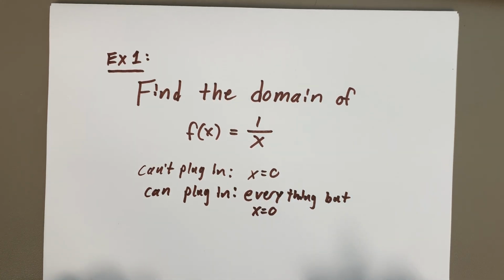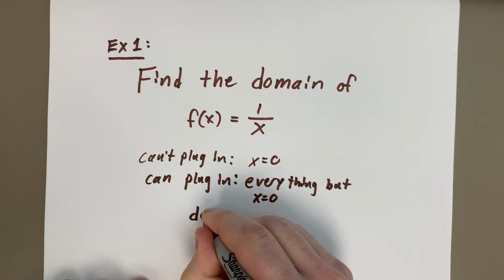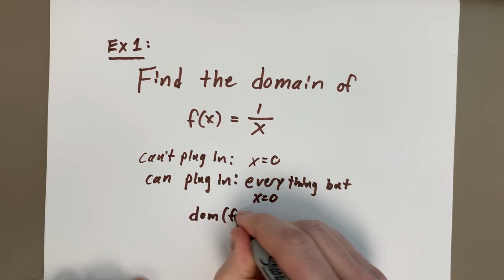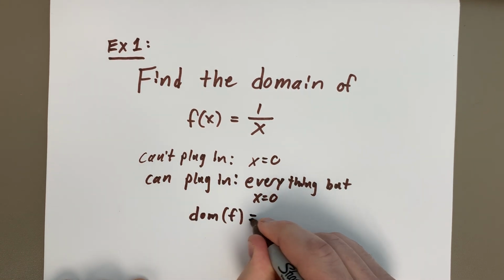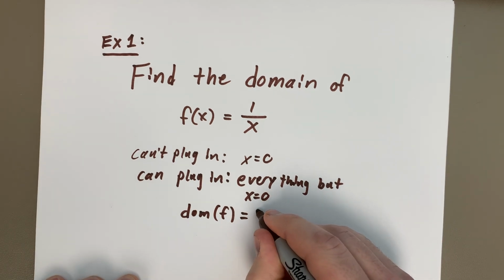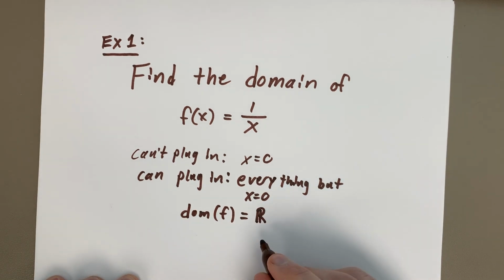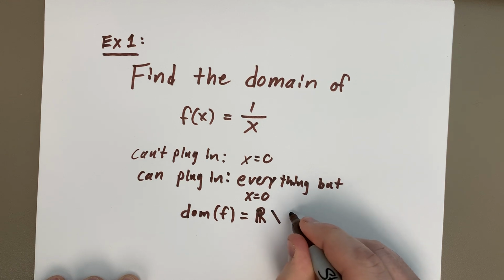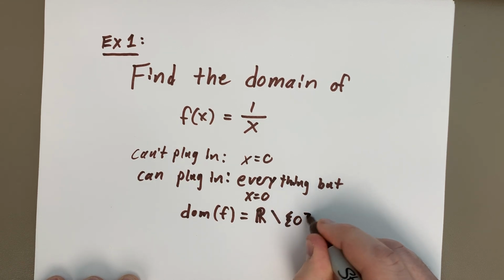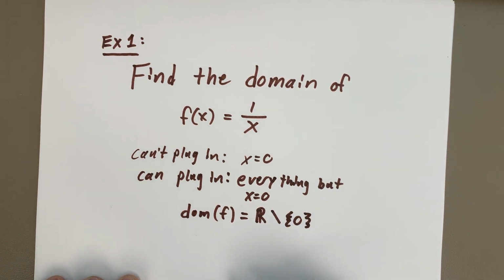So in which case, the domain, which we'll denote by dom of f, that is going to be equal to, well, there's several ways of writing this. The way I prefer is the set of all real numbers set minus the things that you can't plug in. All real numbers minus 0.